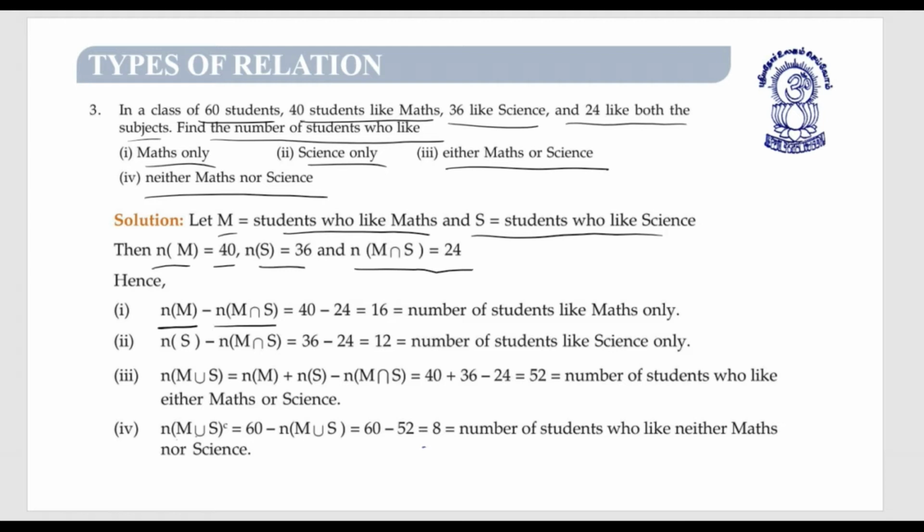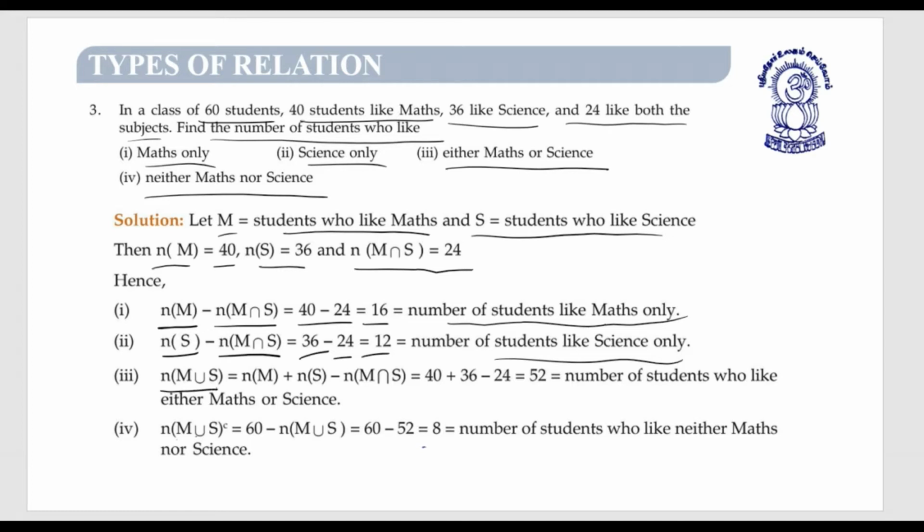n(M) minus n(M intersect S) = 40 minus 24 = 16. It is the number of students who like maths only. n(S) minus n(M intersect S) is the number of students who like science only. So 36 minus 24 is equal to 12.